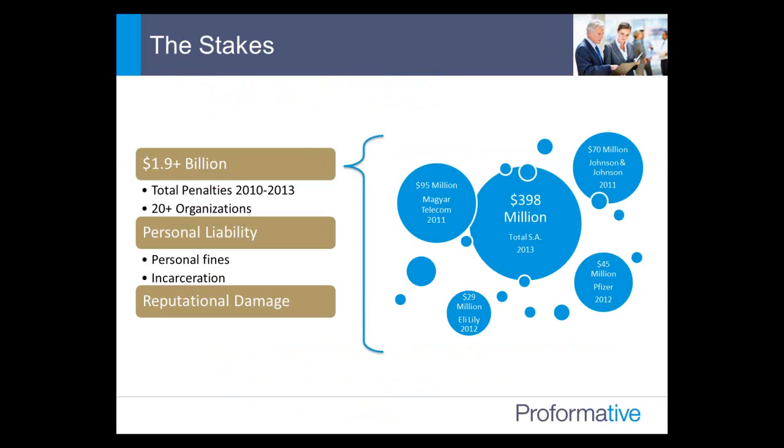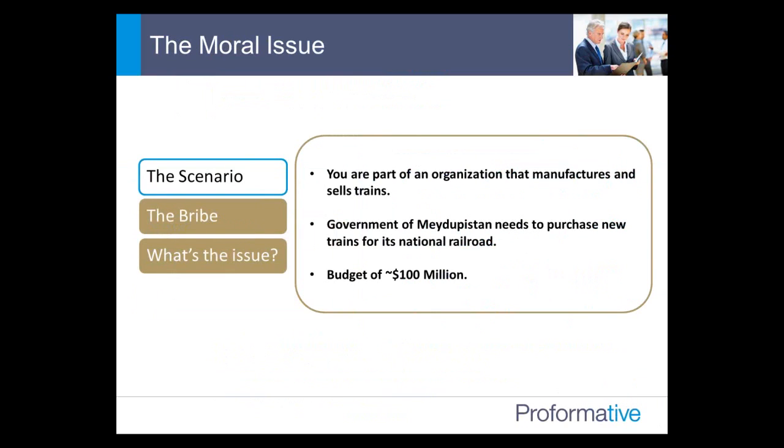But what's more is there's also a moral component to this. So I'm going to have you talk a little bit about what the moral issue is here rather than just the financial impact. Yeah, thanks, Jeremy. As part of that reputational damage, you think about why it is that when you hear something in the news about an FCPA violation, it garners so much attention. A large part of that is that there actually is a huge moral issue behind the FCPA.